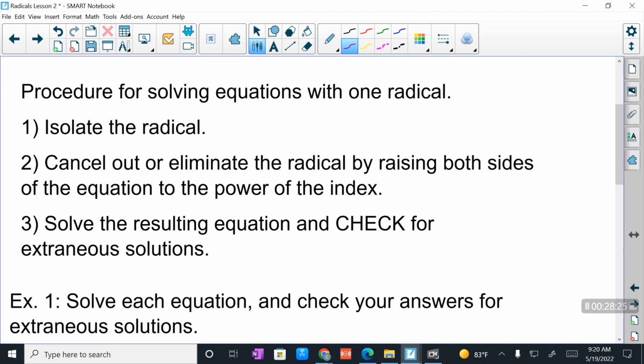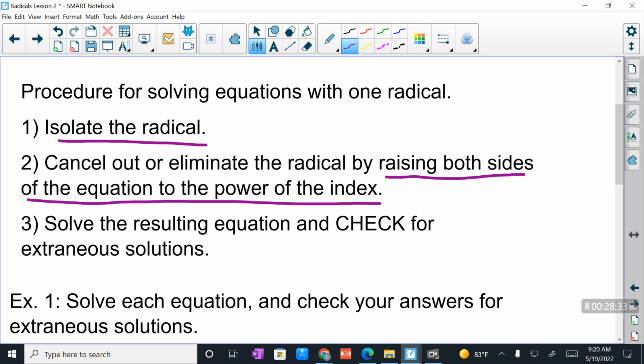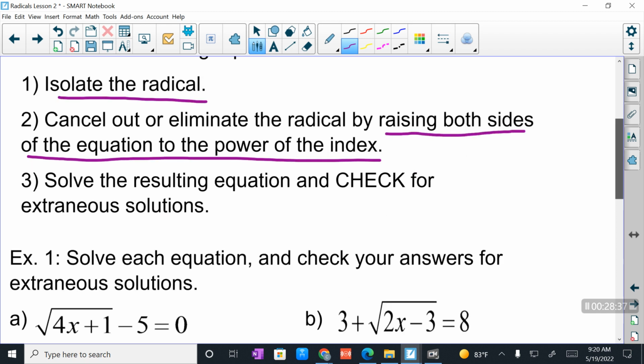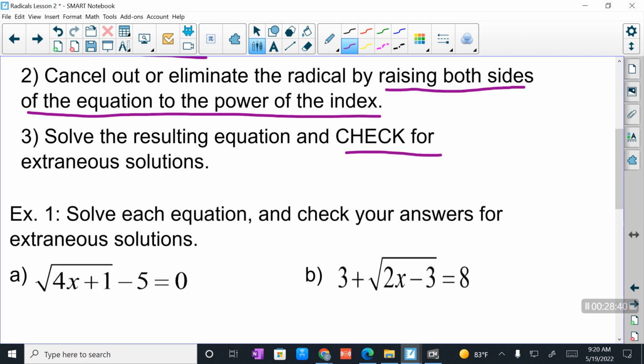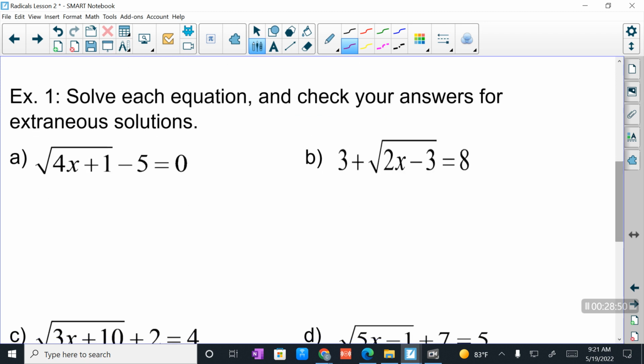So guys, first things first, isolate the radical. Get it by itself. Second, cancel out or eliminate the radical by raising both sides of the equation to the power of the index. And then solve the equation and check for extraneous solutions. Remember, extraneous solutions, guys, are those answers that you got but don't work. So now, let's get to this, guys. We're almost done.